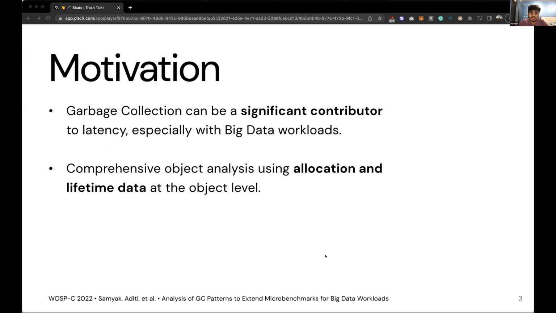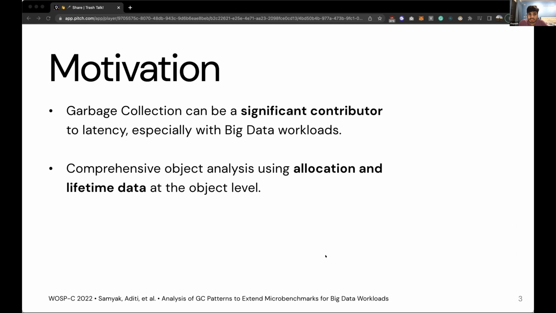So let's talk about the motivation behind this project, right? The garbage collection can be a significant contributor to latency because of the pause or stop the world events, right? In big data applications, garbage collection can take up a significant portion of the total runtime. In some cases, up to 50% of the time is spent in garbage collection.